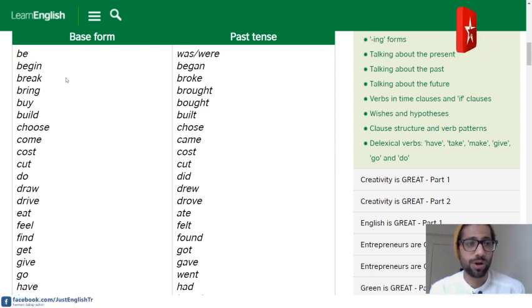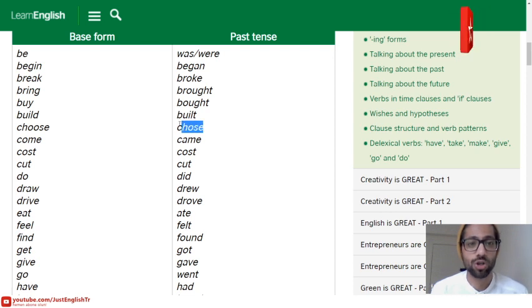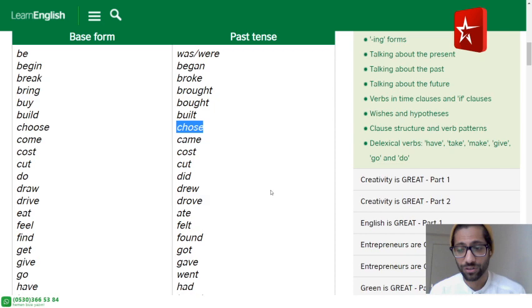B was where begin, began, break, broke, bring, brought, and all the verbs here, as you can see. Let's see if students have mistakes. Here you've got choose, and here you've got chose. The pronunciation is absolutely changing.